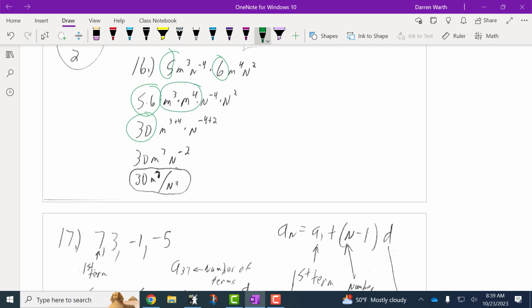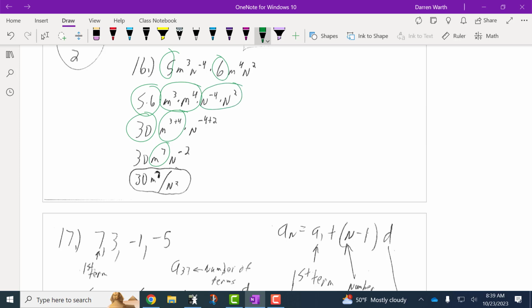So here's my m. So remember the law is when you're multiplying those m's together, that's going to be 3 plus 4 because you got 3 m's being multiplied together times 4 m's being multiplied together. And so you're going to notice that that becomes m to the 3 plus 4, so that's going to become m to the 7th.